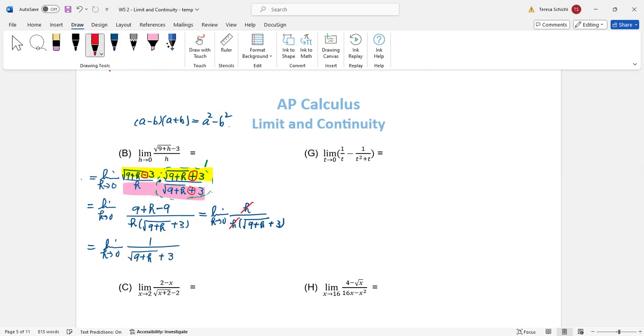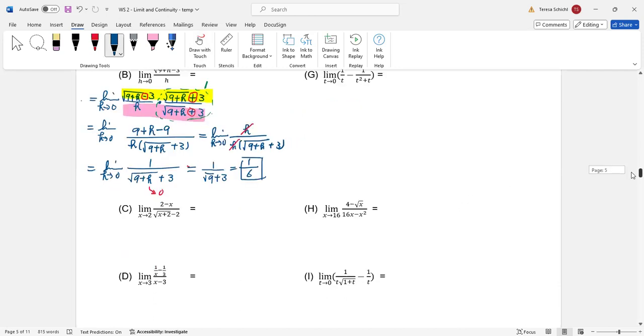Right? So now when h gets closer and closer to 0, this expression is going to approach what? 1 over the square root of 9 plus 3, so it will be 1 over 6 here. Okay? So that's what we mean, we can do the conjugates here. So let's try to do one more conjugate. Part C is pretty easy, and you can practice by yourself to see whether you're able to get it or not. All right, let's take a look.